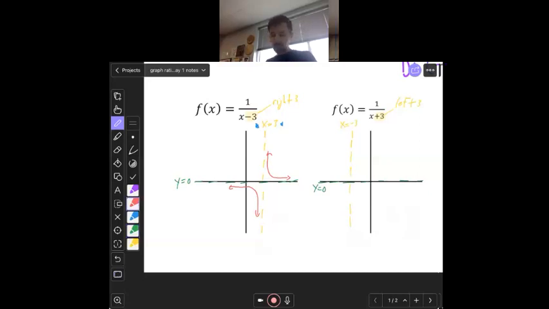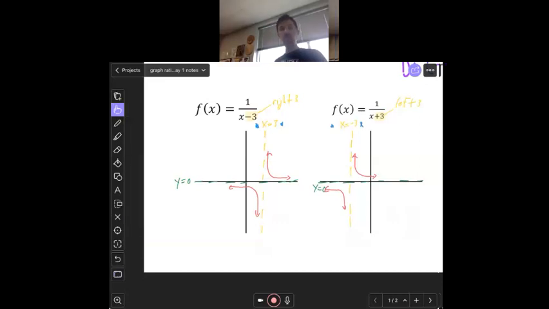I'm just going to sketch in what hyperbolas generally look like. They look like that. That big thing in, the left shift, affected the vertical asymptote.